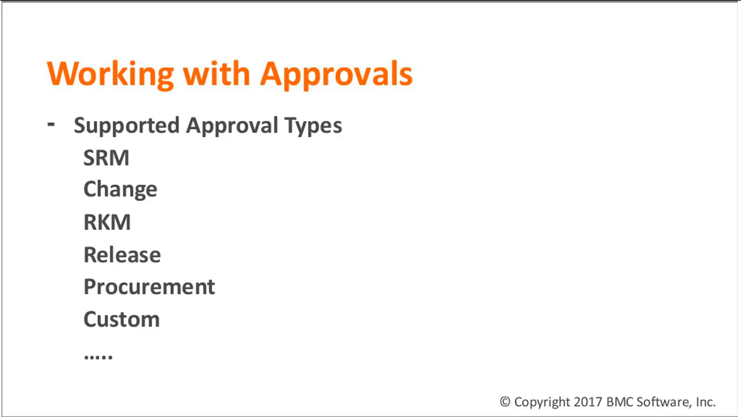For all other types of approvals like RKM, release, procurement, and custom, it's a very basic view which has the basic approval information or the request information without details.